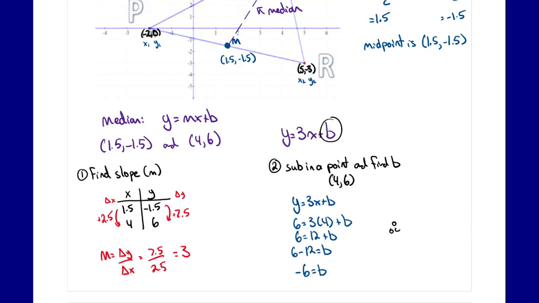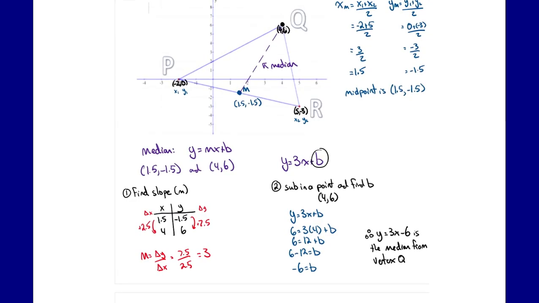So therefore, y equals 3x minus 6 is the equation we can say is the median from vertex Q. Or not B, sorry. y equals 3x minus 6 is the median for vertex Q. So that's the equation of that line that goes from the midpoint of one line to the vertex opposite of it.